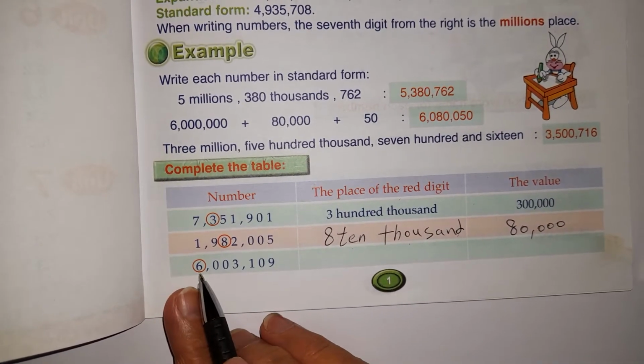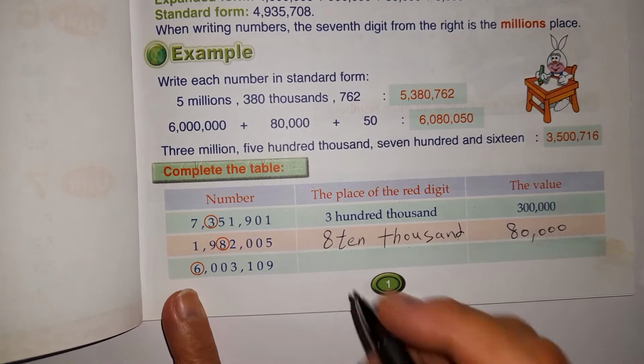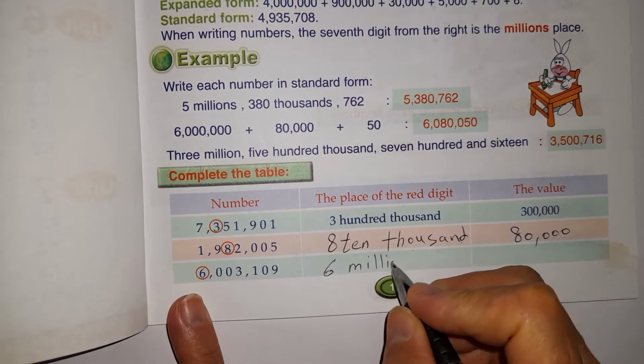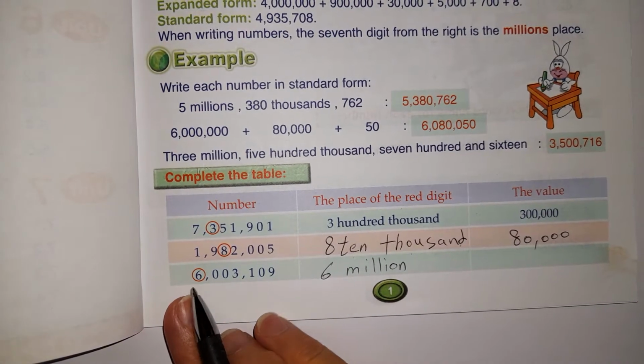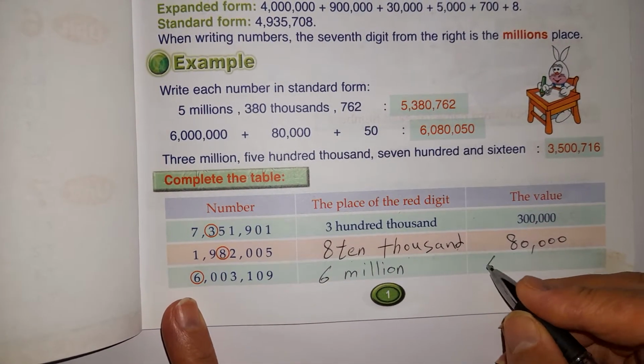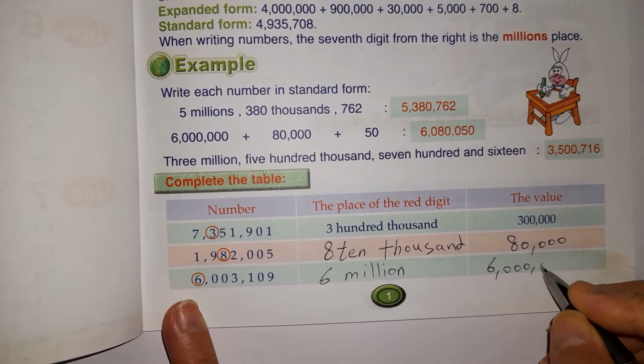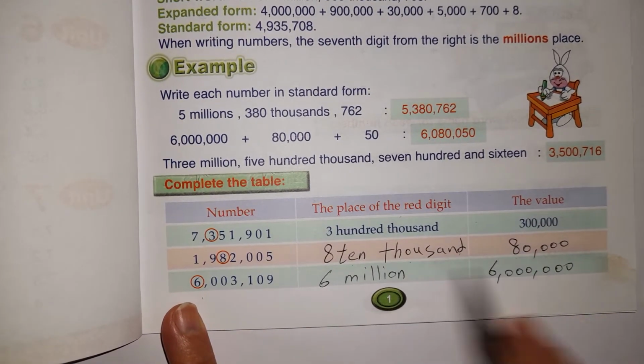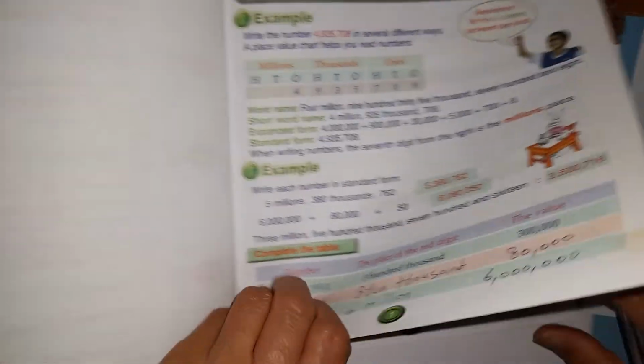Now they circle the 6. The 6 is in the million. So I will write 6 million. Now, what is the value of this 6? It is 6 with how many zeros? 6 zeros. So this is 6 millions.